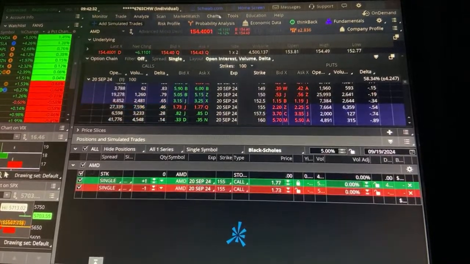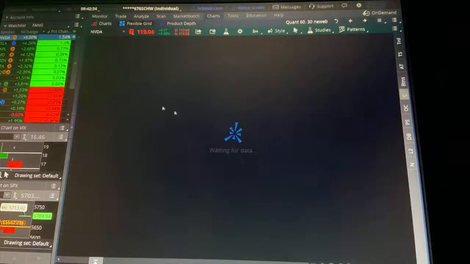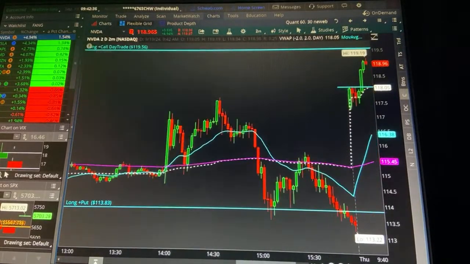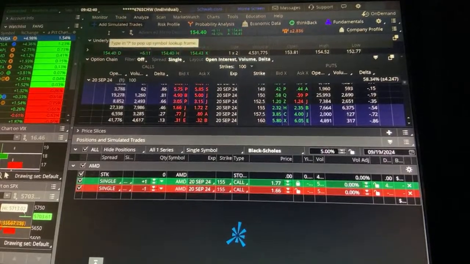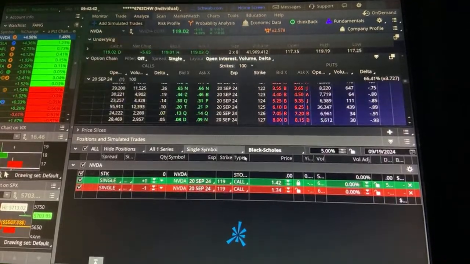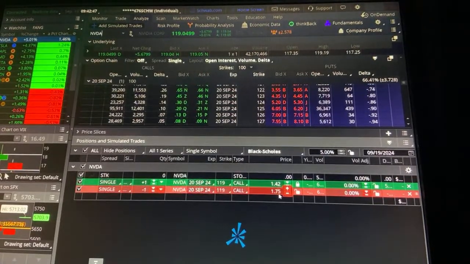Let's take some profit on some of the others here. NVIDIA just ripped. Let's TP some here, take profit on some NVIDIA. Nice little rip off the open. All right, TP some NVIDIA from 142 to 175 here.